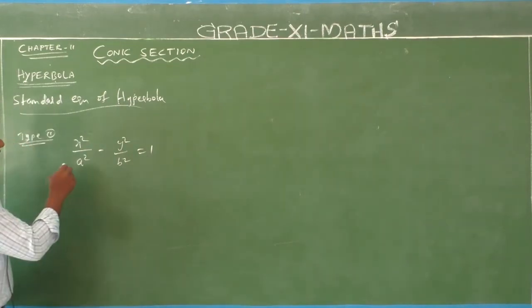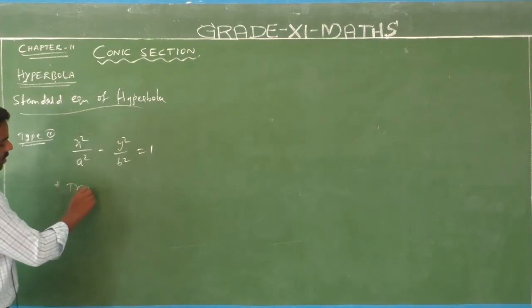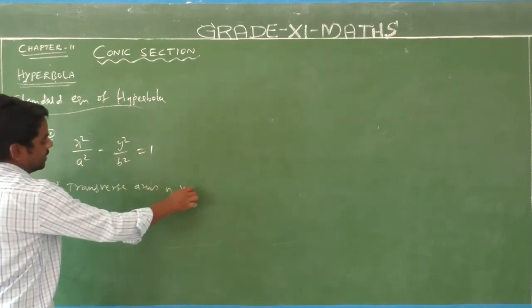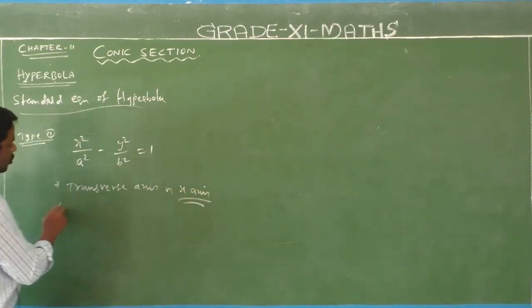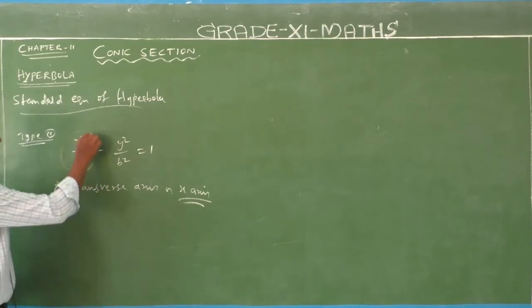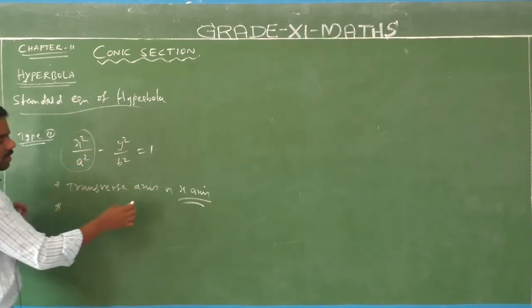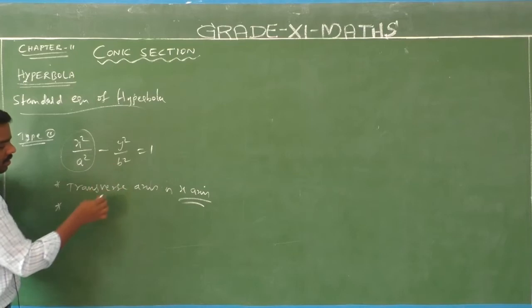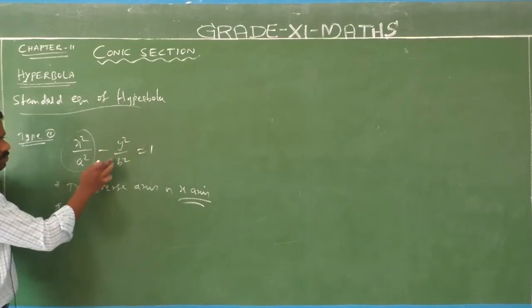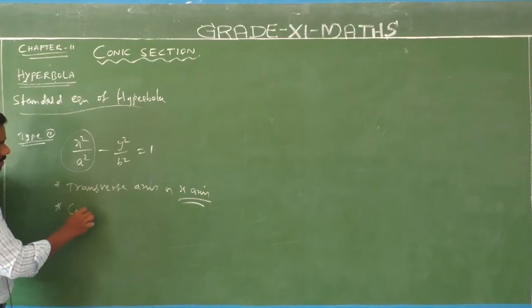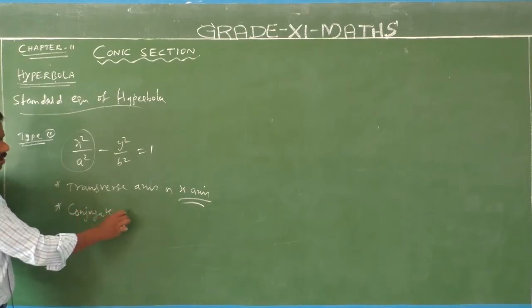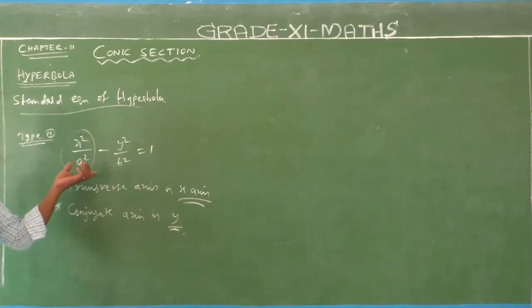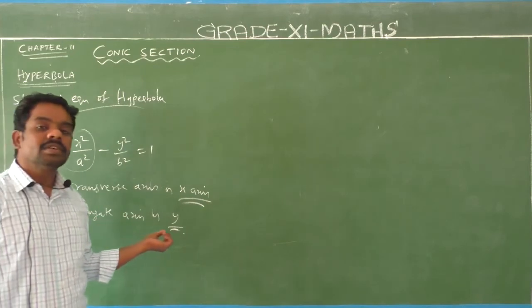Here the transverse axis is the x-axis. The x squared by a squared term is positive, so the transverse axis is the x-axis. The term minus y squared by b squared has a negative coefficient, so the conjugate axis is the y-axis. Here the x-axis is the transverse axis and the y-axis is the conjugate axis.